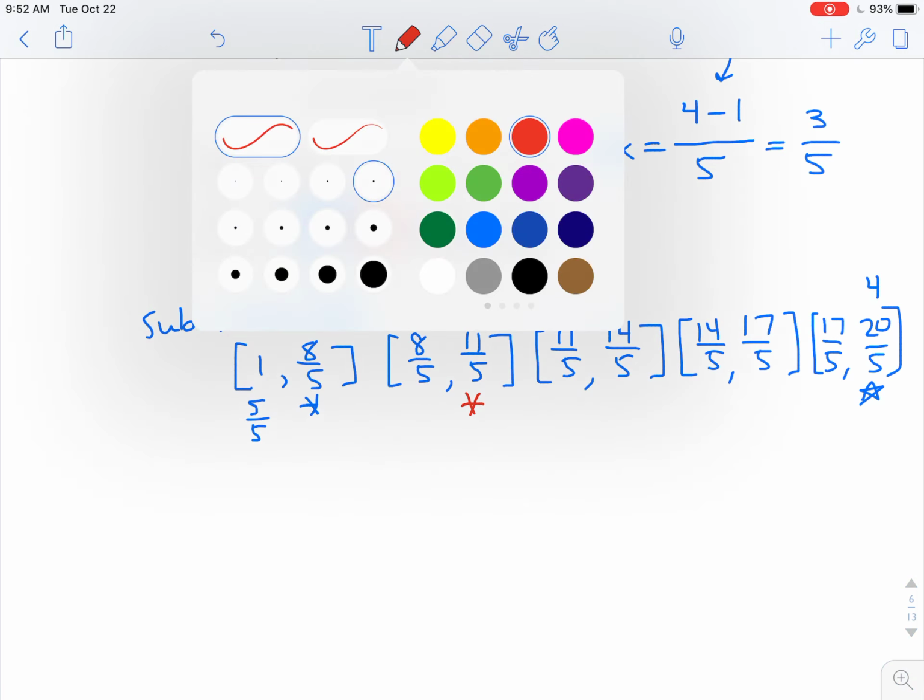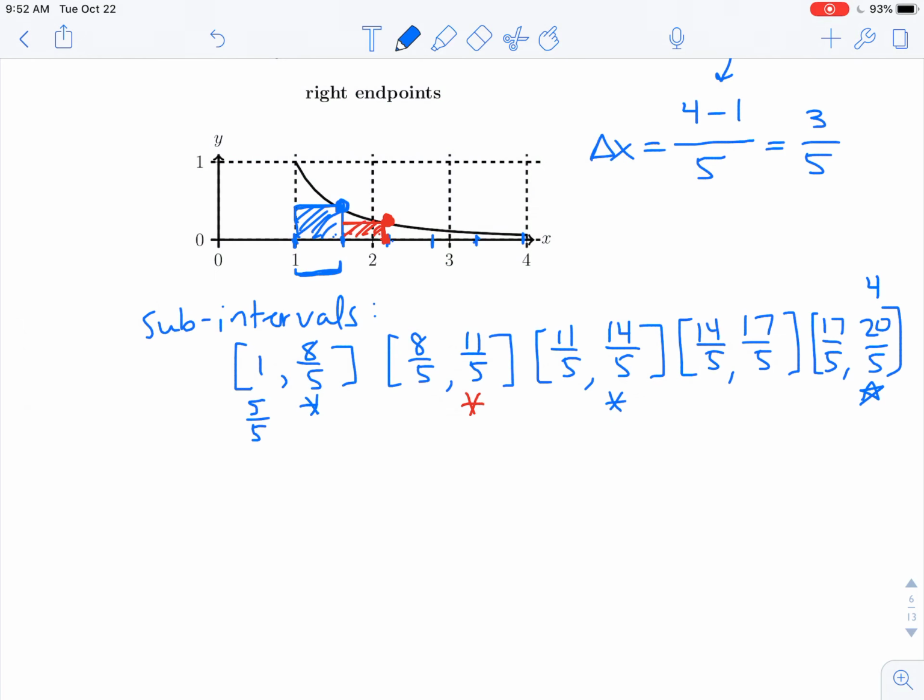And then I'll do the rest of them in blue. So 14/5, 17/5, and then 20/5. So 14/5 is here. Go up to that point with height f of 14/5. Use that for the height of this rectangle. And then the rectangles get really short and really hard to see, but approximately that's what they work out to be.